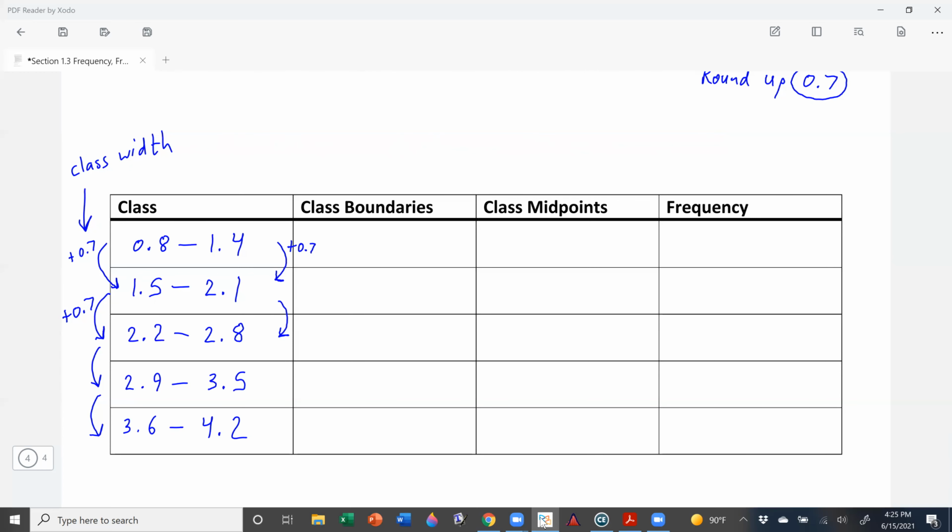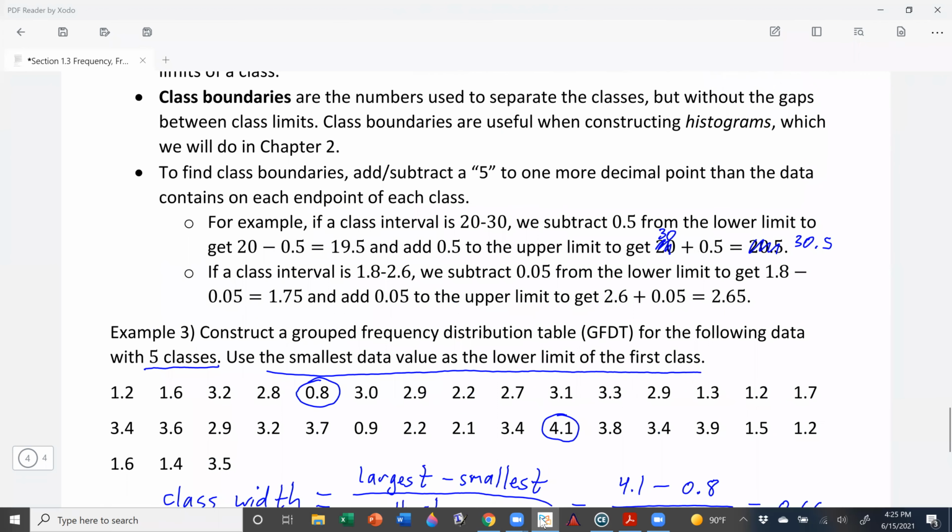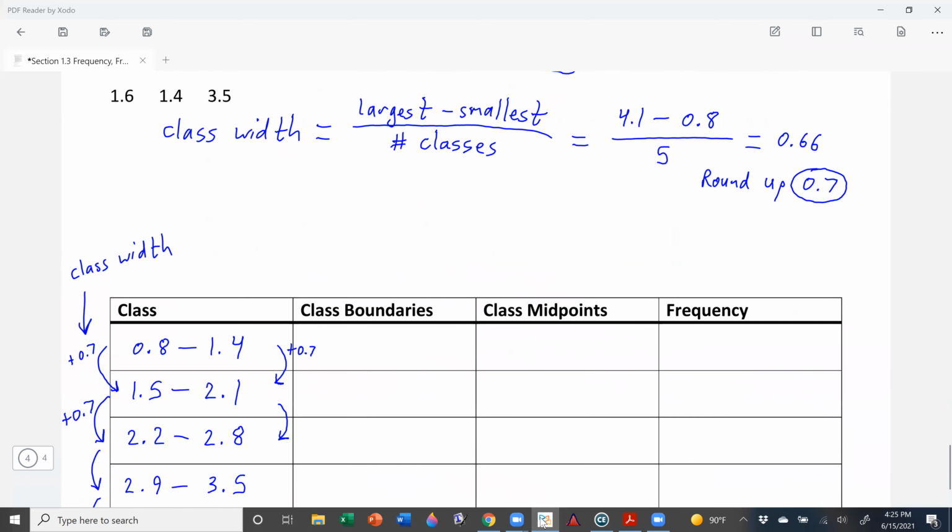Now for the class boundaries. In my opinion, these are the trickiest parts. So for the class boundaries, like I said, and I'm going to scroll back up here to talk about it, you want to add or subtract a 0.5 or a 0.05, which is one more decimal place than the value. So we subtract from the lower limit, and we add that value to the upper limit. And it's going to end up really making sense. Once we do the first one, all of the rest of them kind of just fall into place.